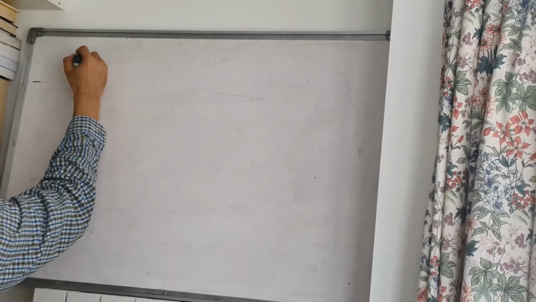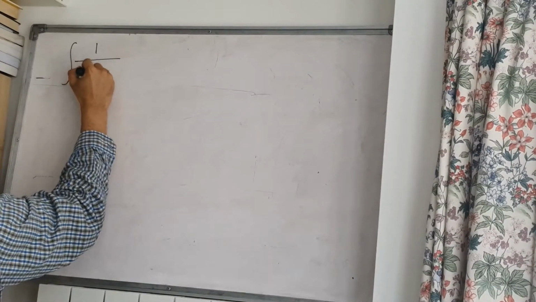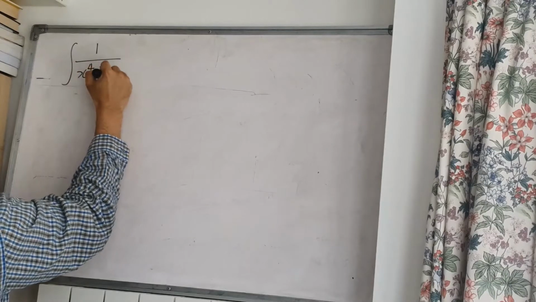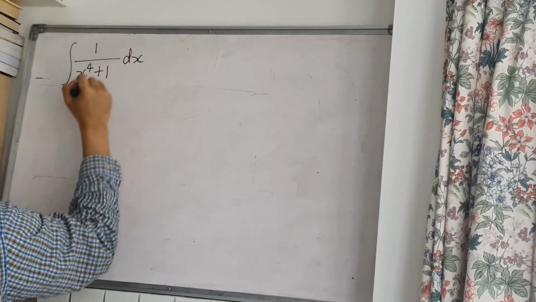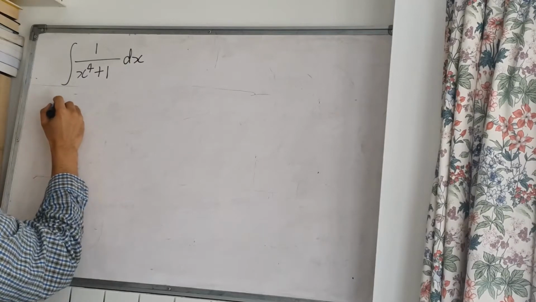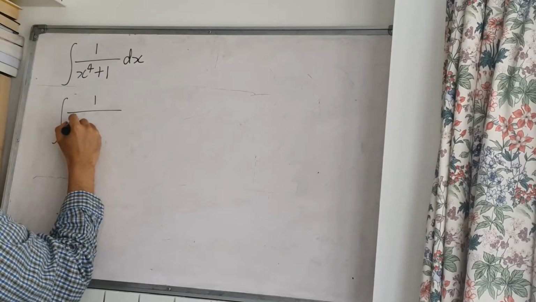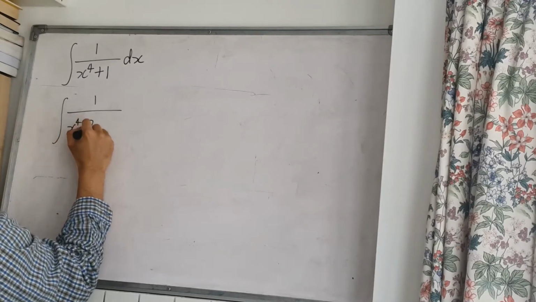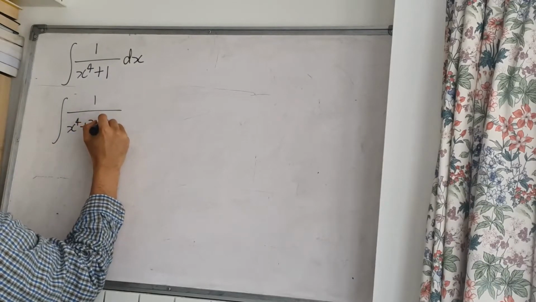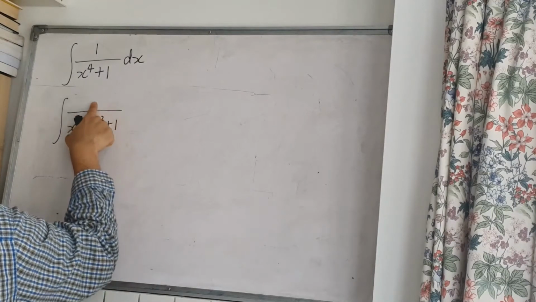Alright, so how would you integrate 1 over x to the power 4 plus 1? Now for this type of question, you need to add something to it and then take something away. So x to the power 4 plus 2x squared plus 1. But remember, if you're adding something, you've got to take it away to make it the same. So you've got to take away.